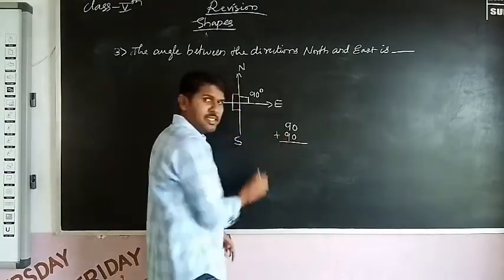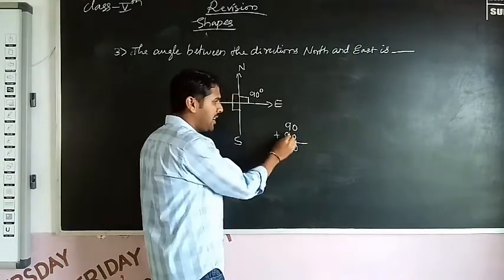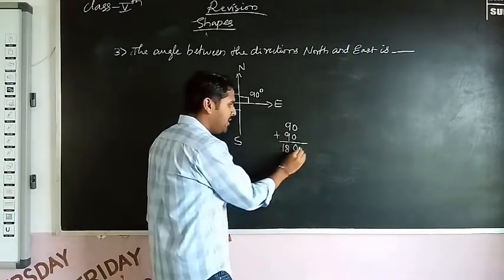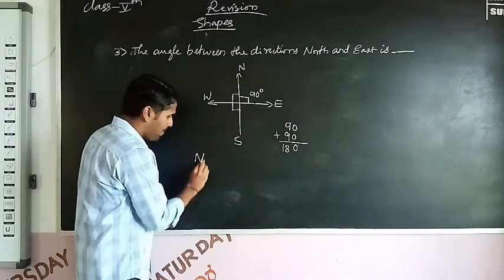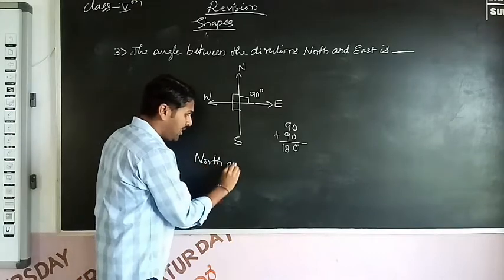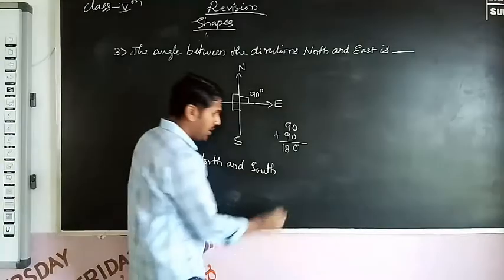How to add this one? First add the unit digit: 0 plus 0, 0 only; 9 plus 9, 18. That is 180 degrees. So this one is north to south. North and south angle.